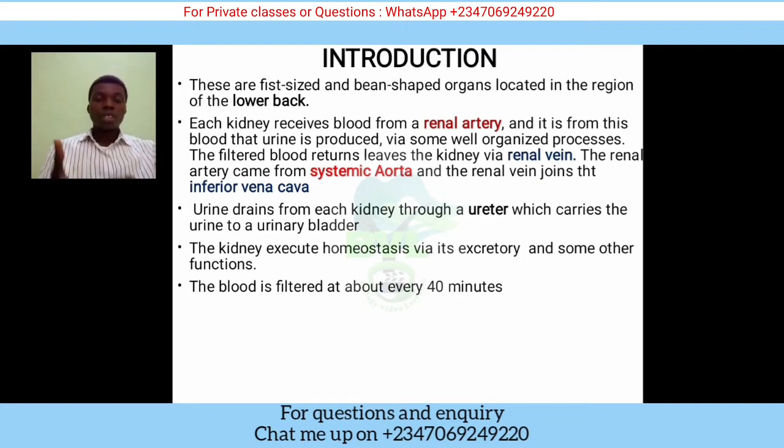All right, now the urine is formed within the kidney and it drains into the ureter. Then the ureter takes it to the what? Urinary bladder. All right, now the kidney executes homeostasis via its excretory and other functions, because that's why I said the function of the kidney as a homeostatic organ, because it has more than just homeostatic functions. All right, now the blood is filtered every 40 minutes. For the two kidneys that we have, it filters all the blood within 40 minutes or thereabout, depending on how fast the heart pumps the blood.